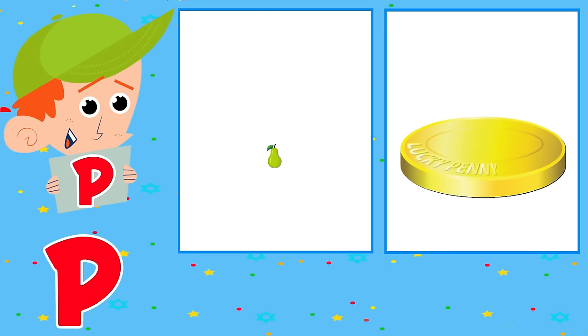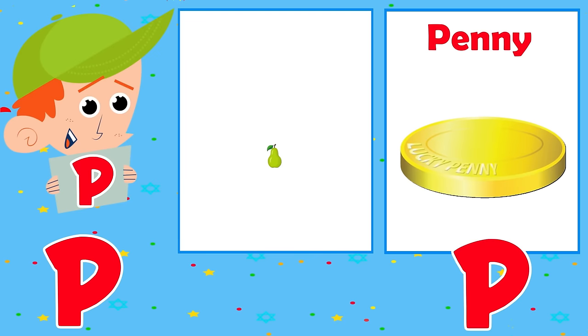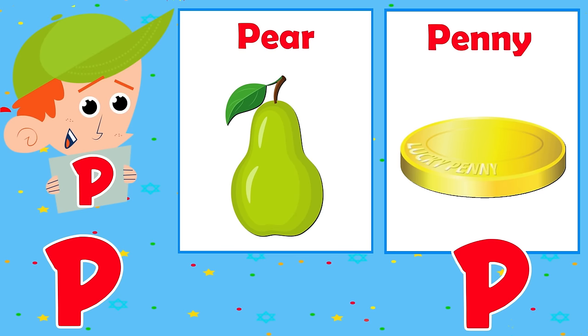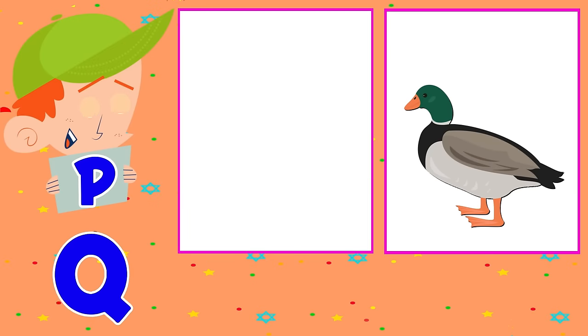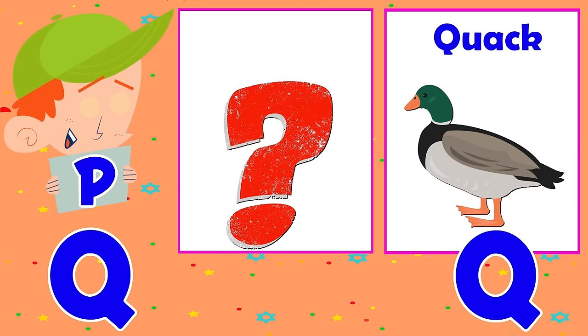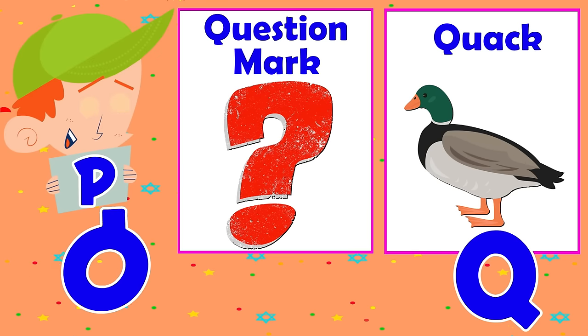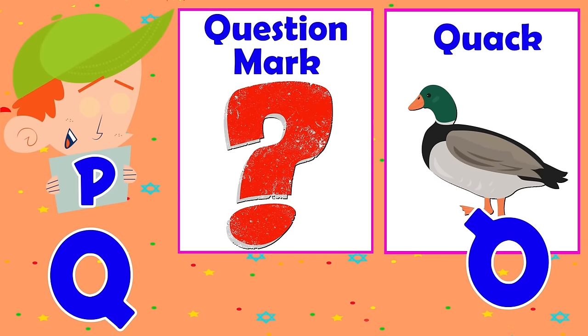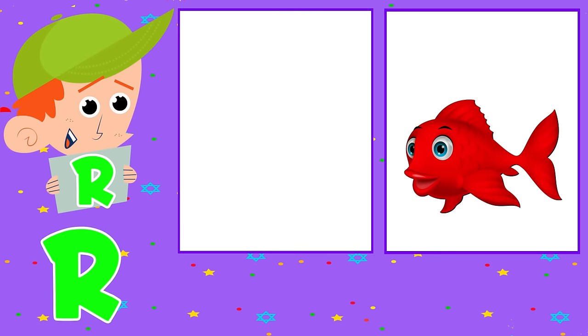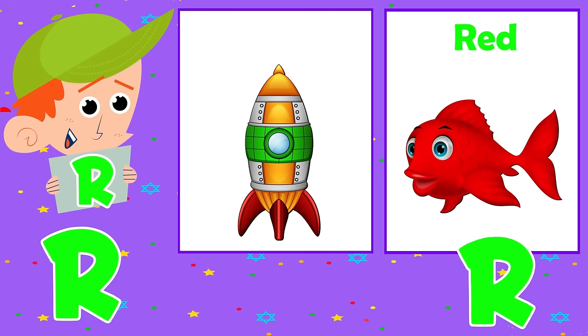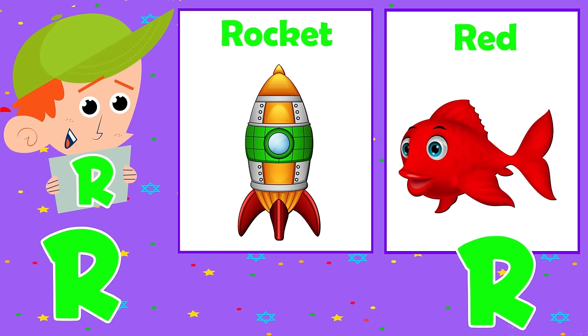P is for penny. P is for pear. P is for penny. P is for pear. Q is for quack. Q is for question mark. Q is for quack. Q is for question mark. R is for red. R is for rocket. R is for red. R is for rocket.